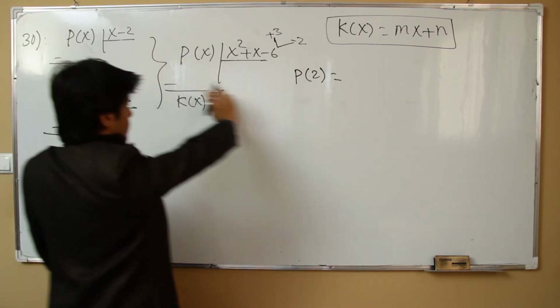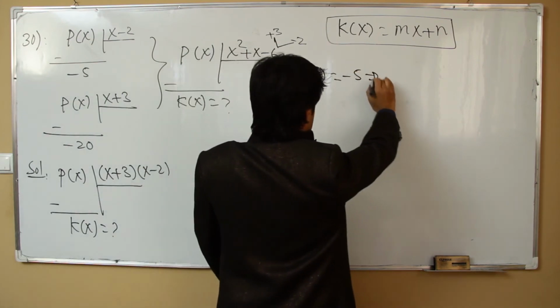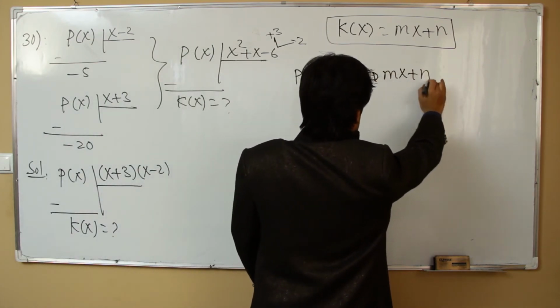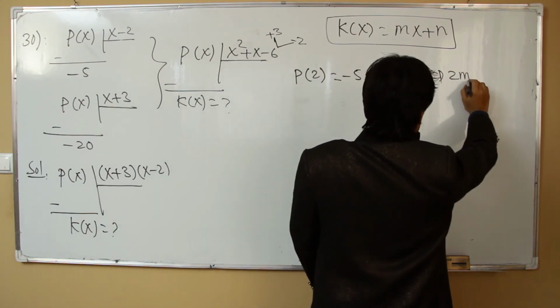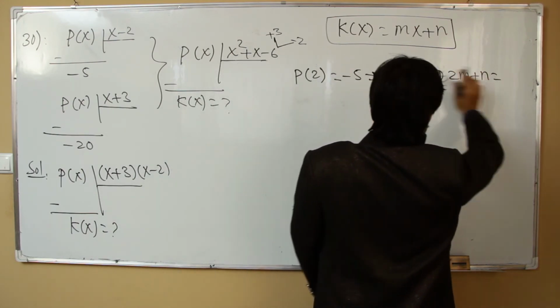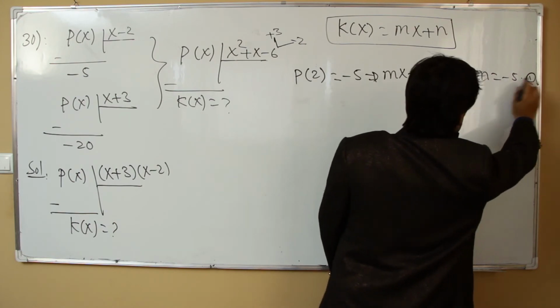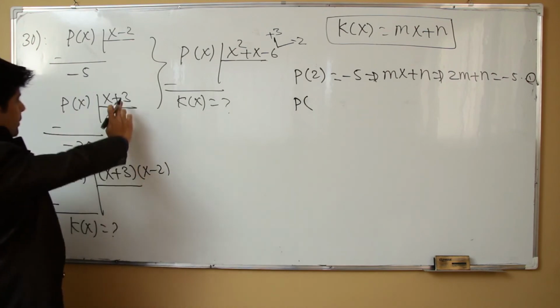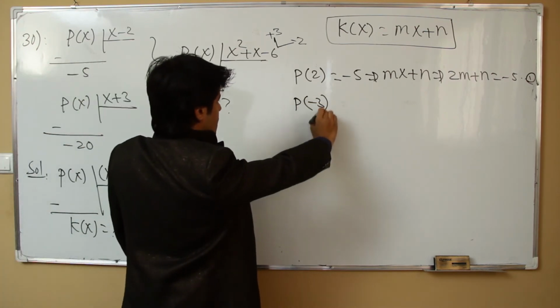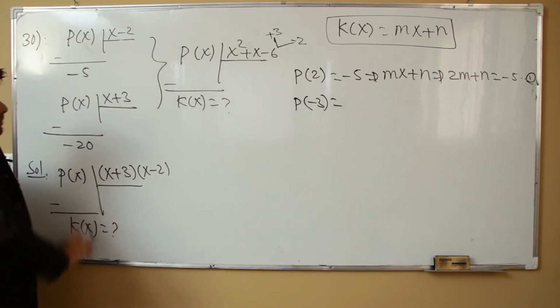P(2) is minus 5. The remainder is mx plus n. So instead of x, you have to put 2. 2m plus n is minus 5. This is the first equation. The second remainder, P(-3) is minus 20.